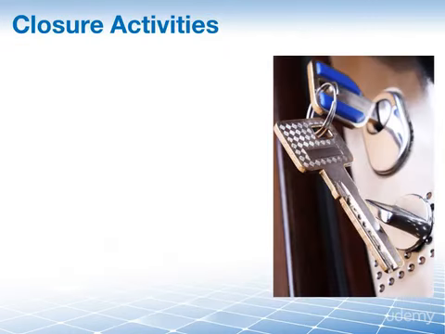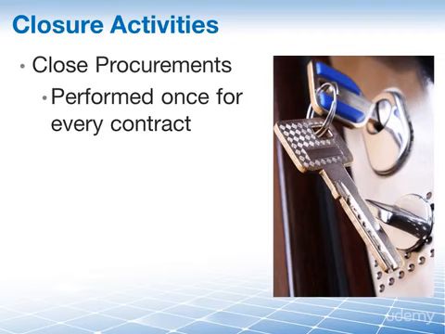And finally, we have the closure activities. You'll see in the PMBOK guide there are only 2 processes in the closing process group. One is here in project integration management, close project or phase, and then we also have close procurements over in project procurement management. Close procurements is performed once for each of your contracts. And to make sure that you don't forget any steps to properly close it, you will rely on a checklist called the Contract Closure Procedures.